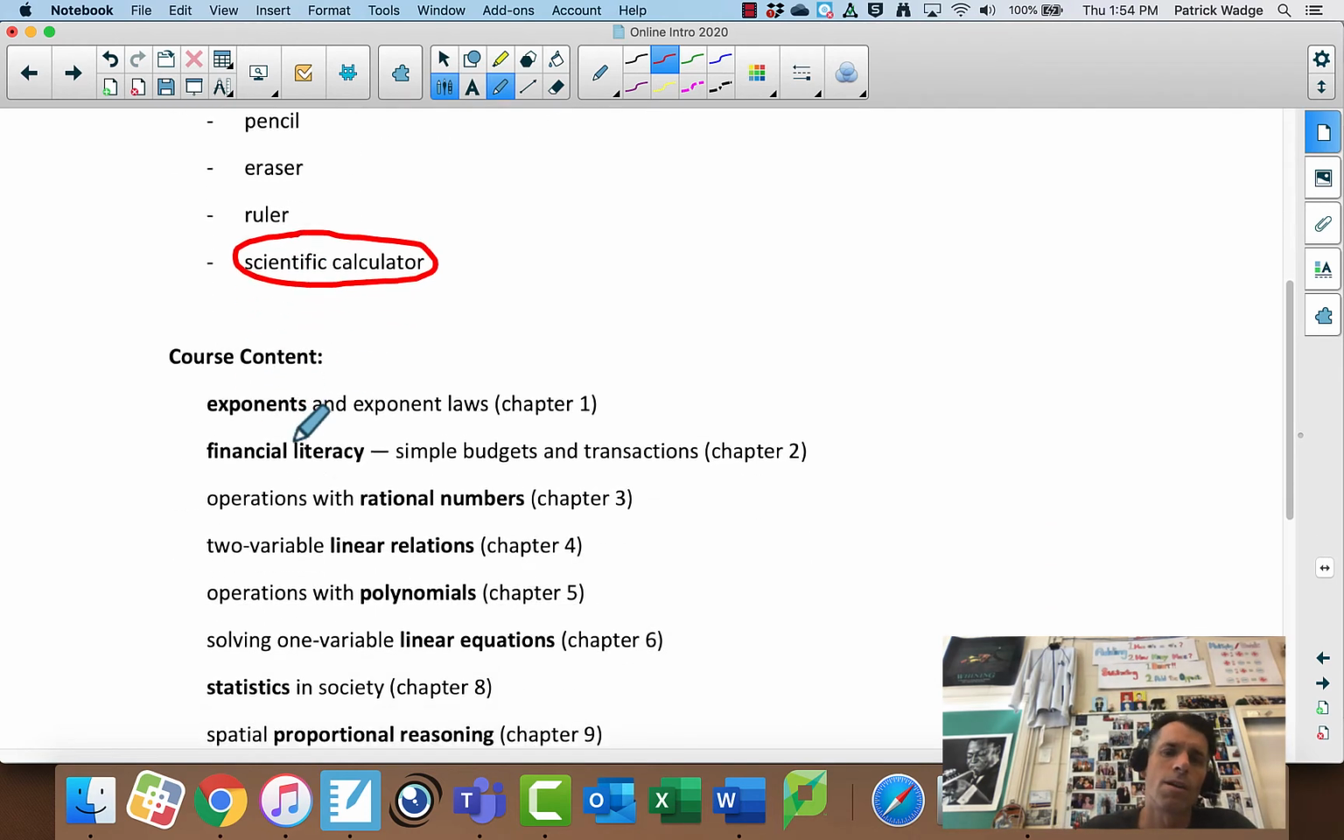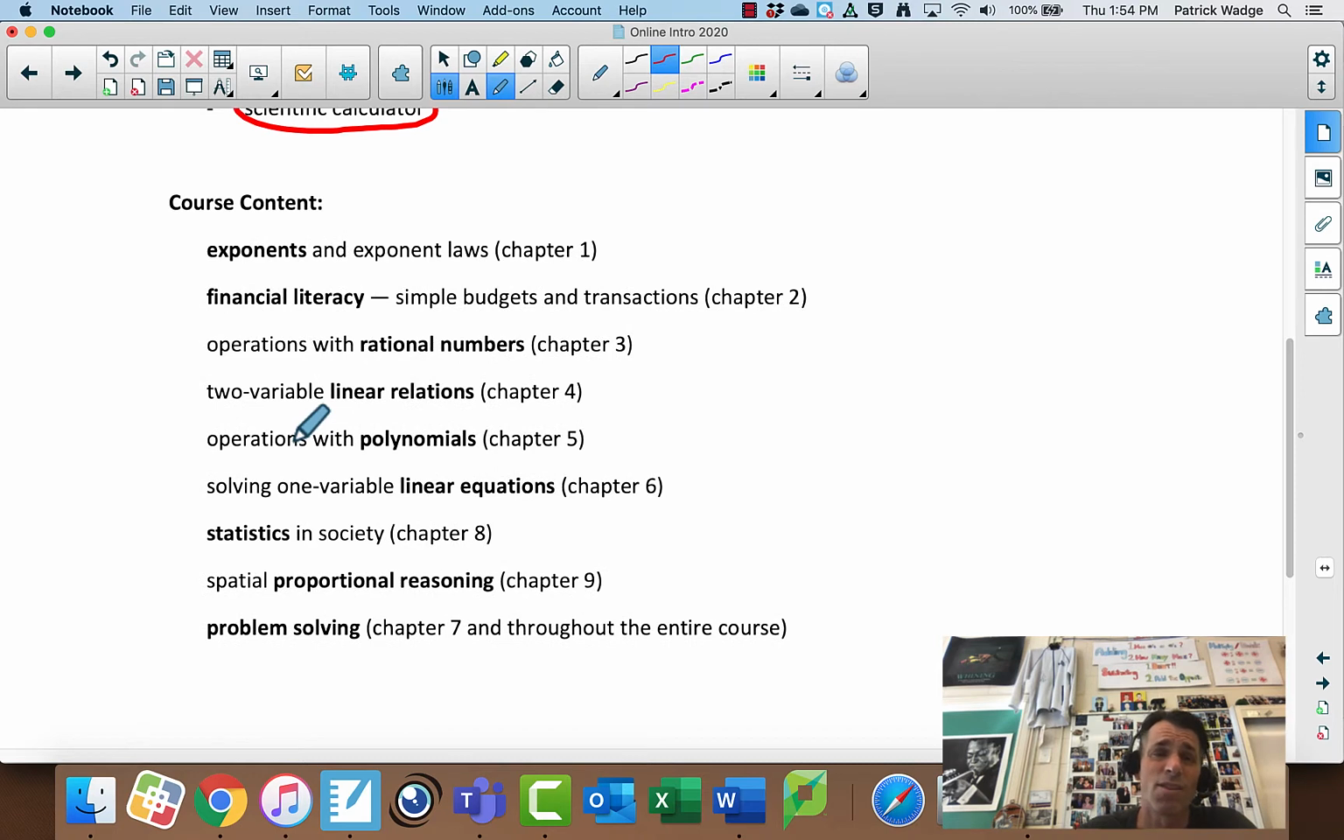Alright, here's what we're going to learn in our course this year. Now, it's going to be very hard to get through all these things, so I'll tell you what we're going to do for sure. We're for sure going to do exponents and exponent laws. That's what we're going to start with on Monday. We're going to do financial literacy for sure.